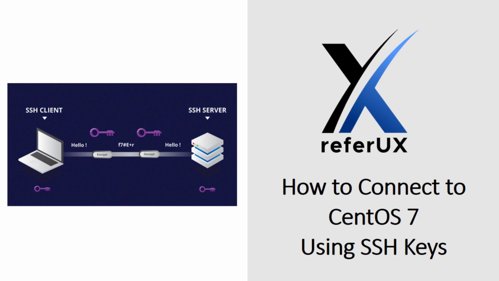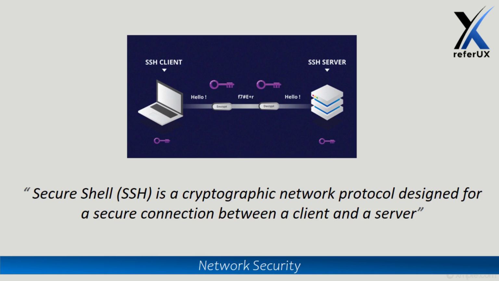Today let's see how to connect to CentOS 7 using SSH keys. Secure Shell, or SSH, is a cryptographic network protocol designed for a secure connection between a client and a server. As we know, the two most popular SSH authentication mechanisms are password-based authentication and public key-based authentication. Using SSH keys is generally more secure and convenient than traditional password-based authentication.